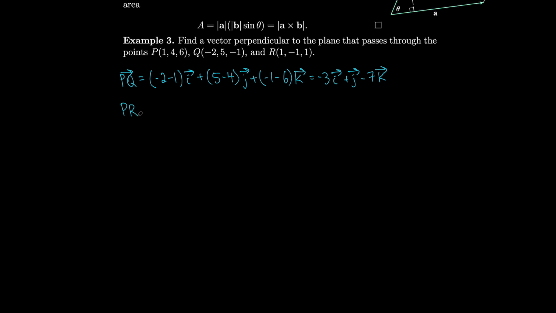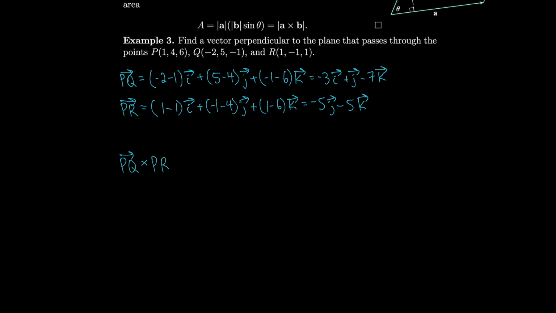So how about PR? We'll do the exact same thing. We subtract, we get 1 minus 1 I plus -1 minus 4 J plus 1 minus 6 K. So that's minus 5J minus 5K. Okay, now we can take the cross product, and that'll be perpendicular. So let's do PQ cross PR now that we have vectors.